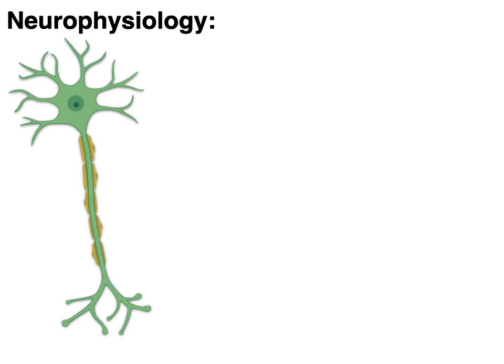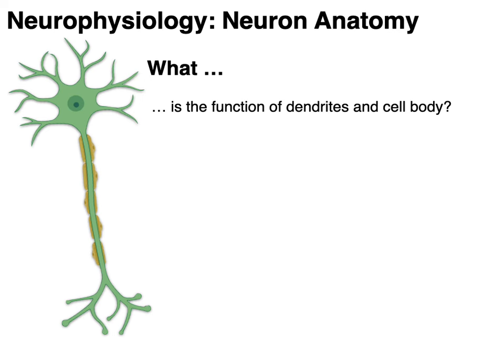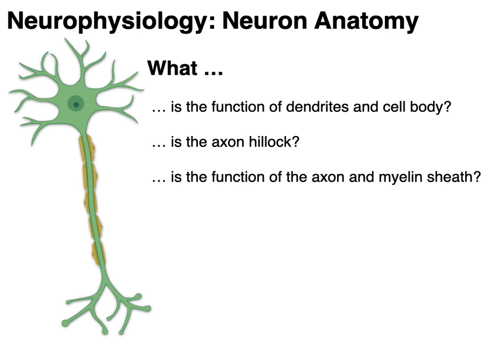Okay, in this series on neurophysiology, this video is going to focus on neuron anatomy and answer the questions: what's the function of dendrites and cell body? What's the axon hillock? What's the function of the axon and myelin sheath? And what is a synapse?